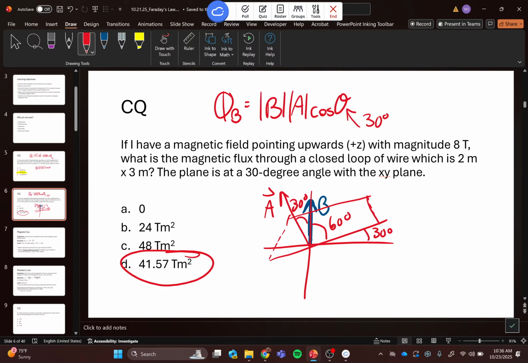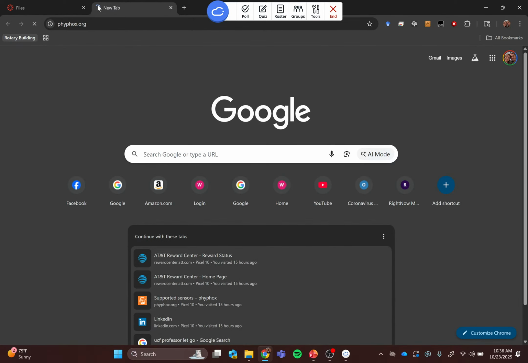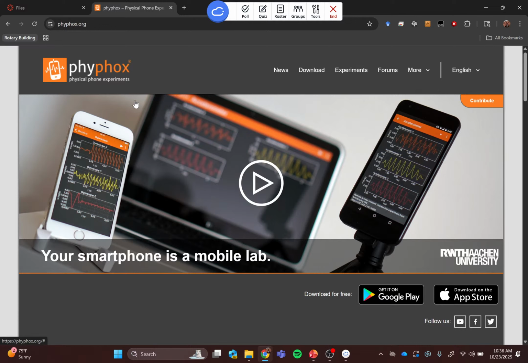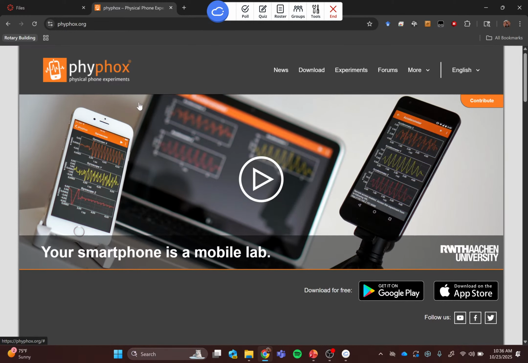Phyphox. It's a free software. It's developed by a German university, so it's very trustworthy. It's not just some random person doing this. It's a whole university, very well developed. This software is super cool. I know this is a tangent, but I think it's worthwhile. Normally I don't go, free software, highly recommend it. What's really cool about this is your phone has so many sensors in it.